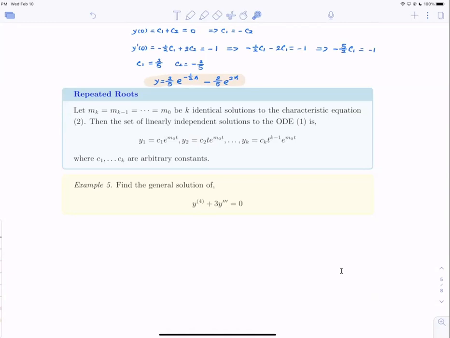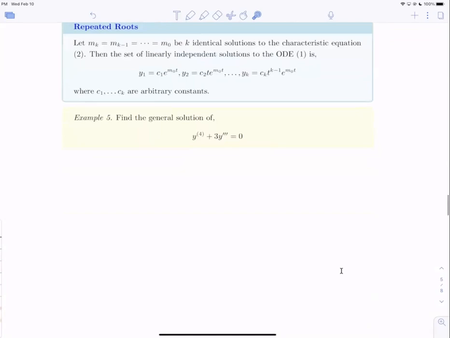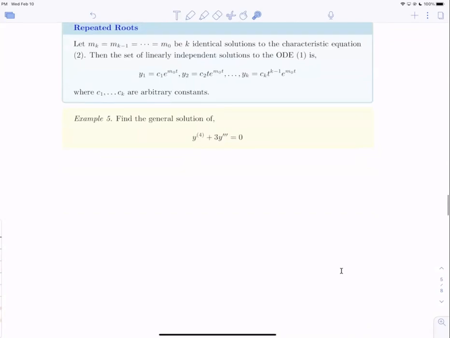So for example, your m0 and m0, they're all m0. So for the second one, you multiply by t, so y3 will be c3 t squared e to the m0t, because we multiply by t on this one, and c4 will be t cubed and so on. Okay, so it depends on how many repeated roots you have. For each one you have, you multiply by t.